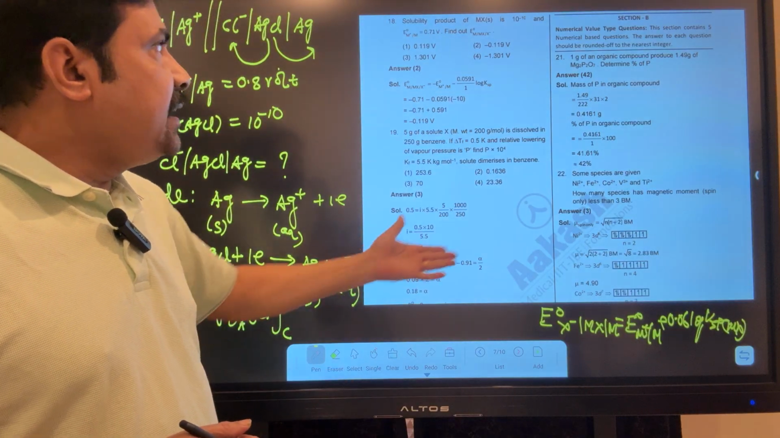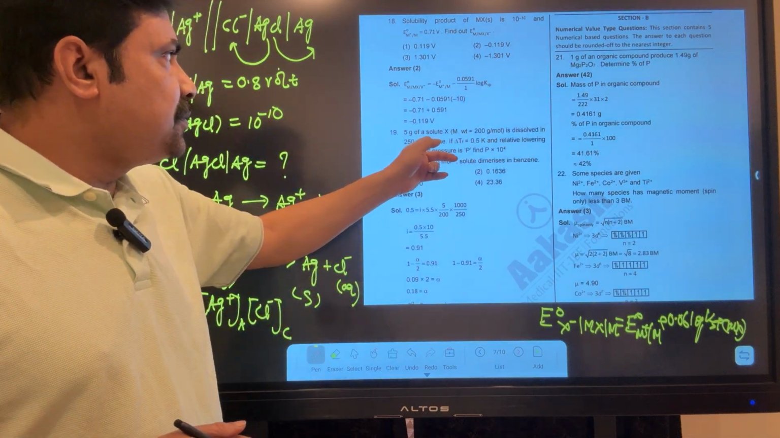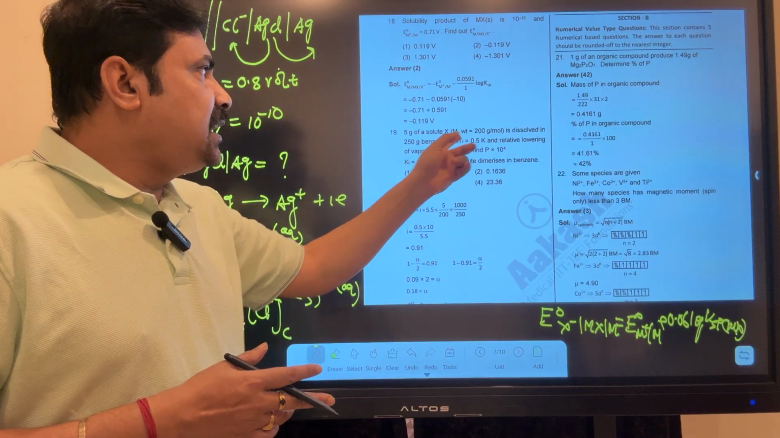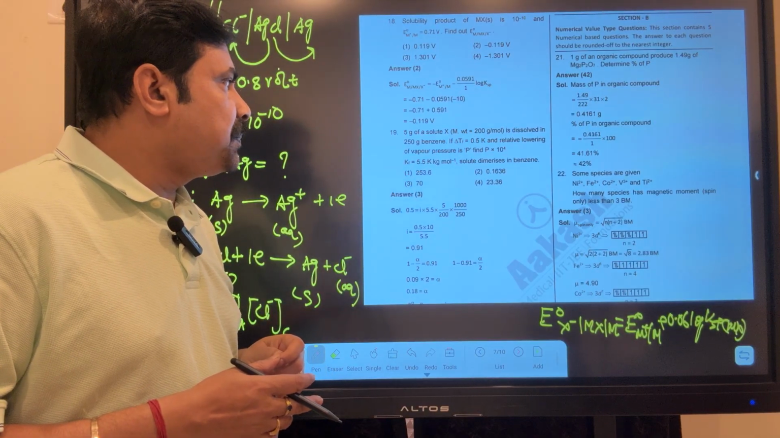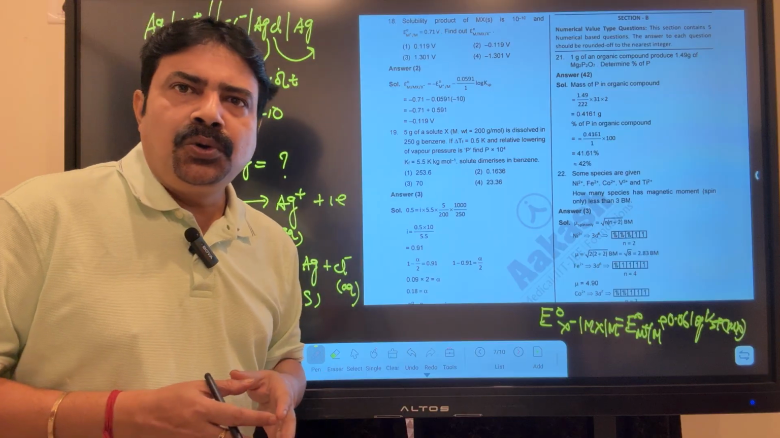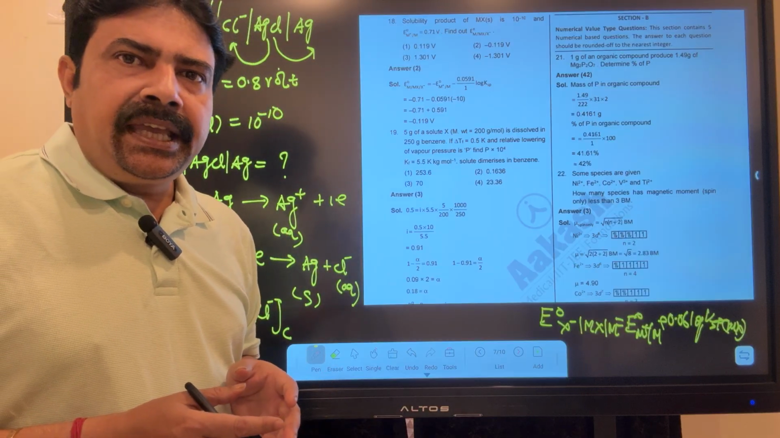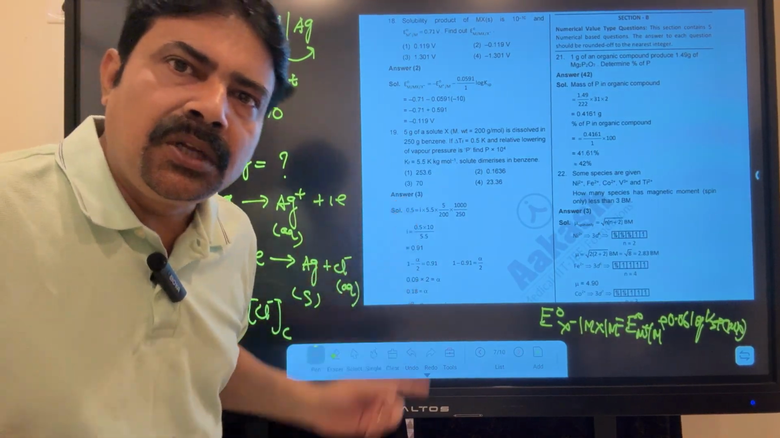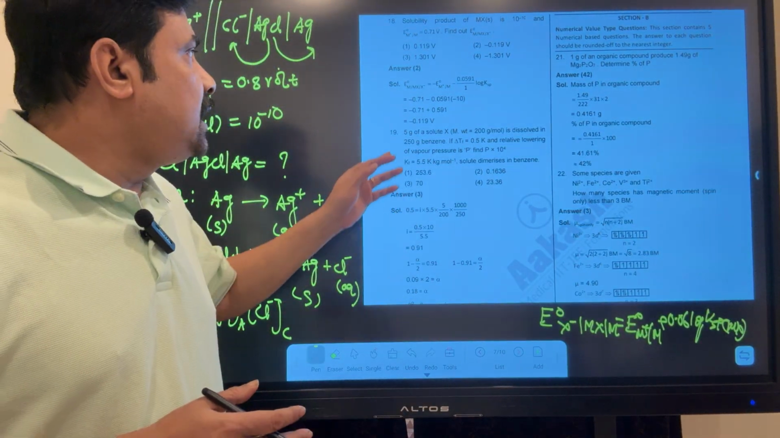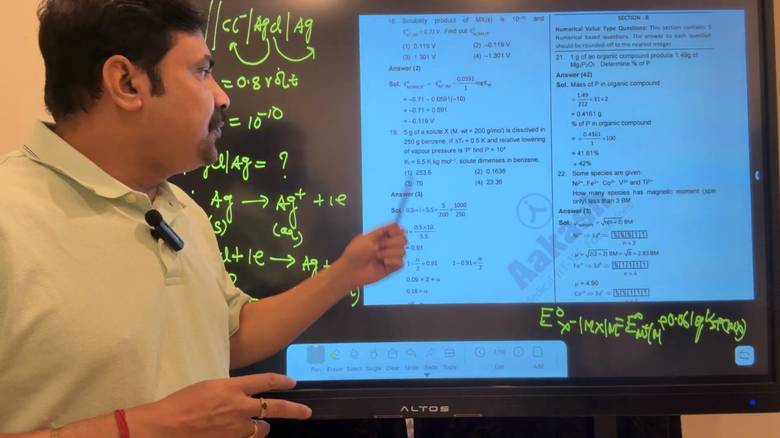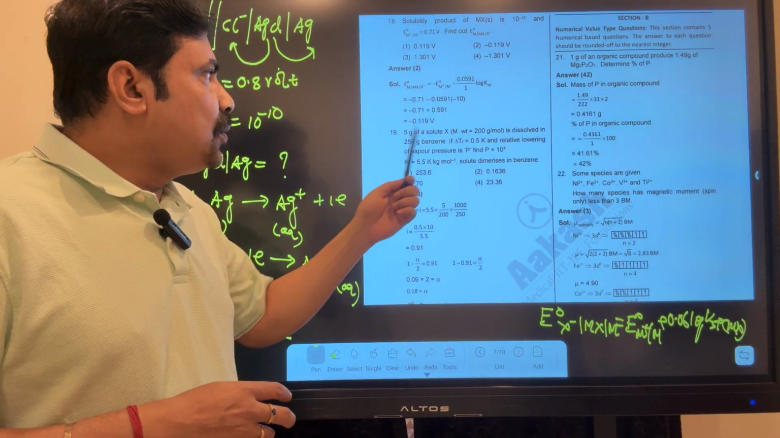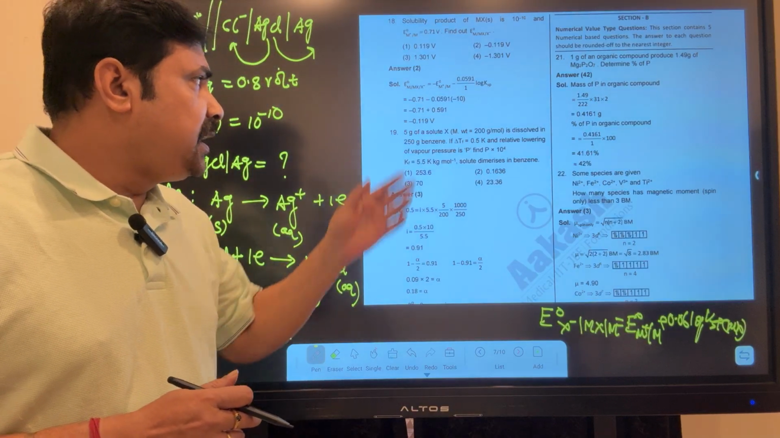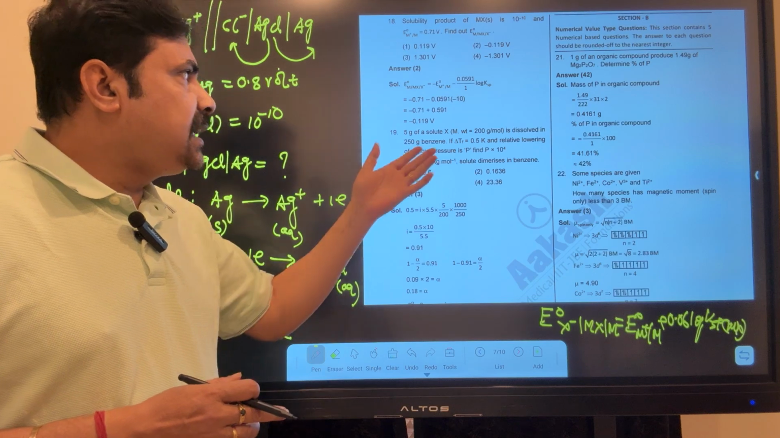Then there are some direct questions. This question is very good. 5 gram of solute is dissolved in 250 gram of benzene, delta Tf is 0.5, and relative lowering of vapor pressure is asked. What do you have to do? First, delta Tf will be equal to Kf into molality into i. Molality you can easily calculate: number of moles of solute by weight of solvent in kg, and then you will get the i value.